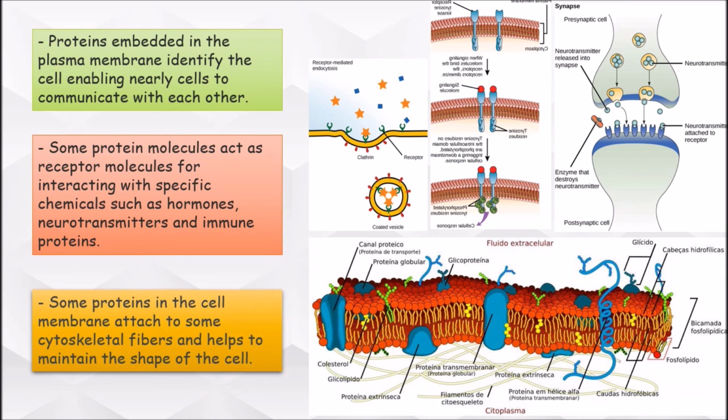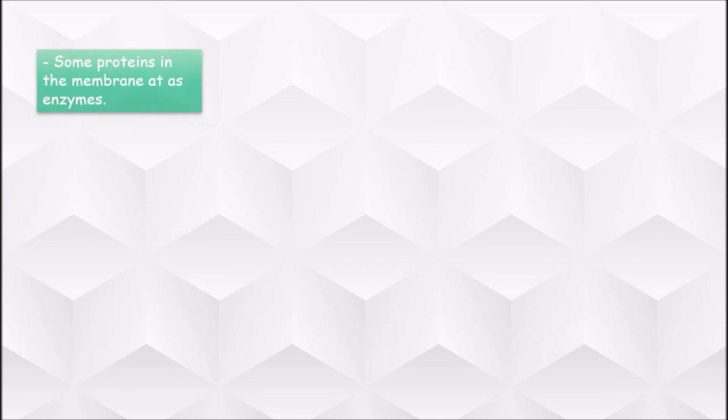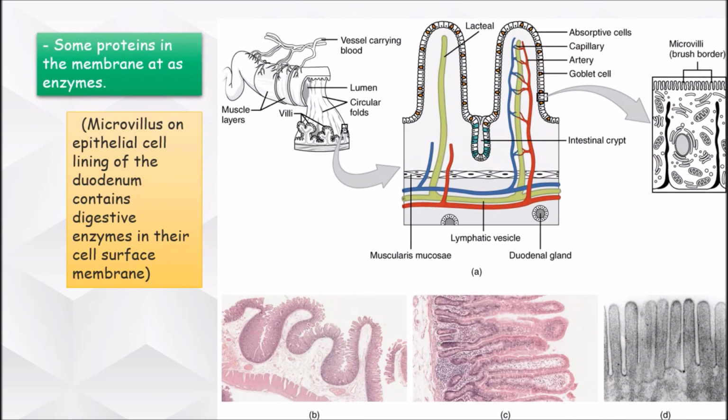Some proteins in the cell membrane attach to cytoskeletal fibers and help to maintain the shape of the cell. Some proteins in the membrane act as enzymes. Microvilli on the epithelial cell lining of the duodenum contain digestive enzymes in their cell surface membrane.